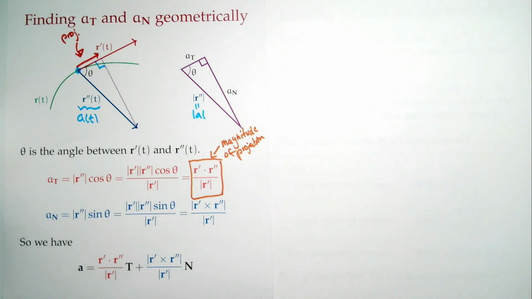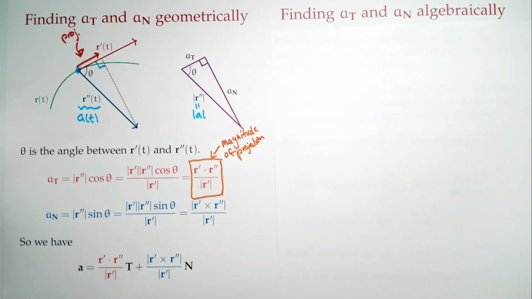Although not everyone's a big fan of doing dot products and cross products, especially when you have functions of t. So maybe it'd be nice if we had it another way. We're going to talk about finding a sub t and a sub n algebraically, where you don't have to do any dot products or any cross products. So, how do you do it?